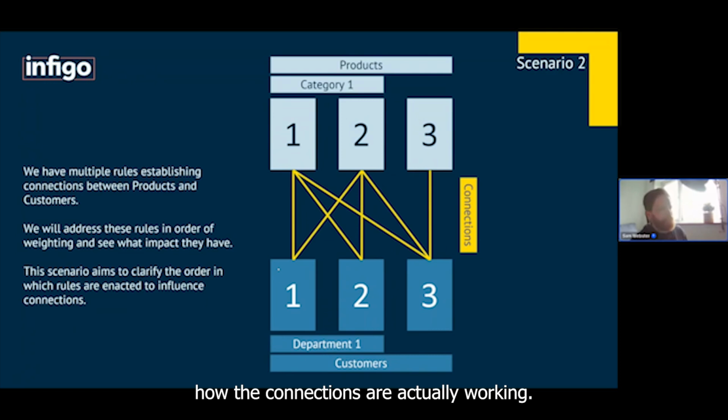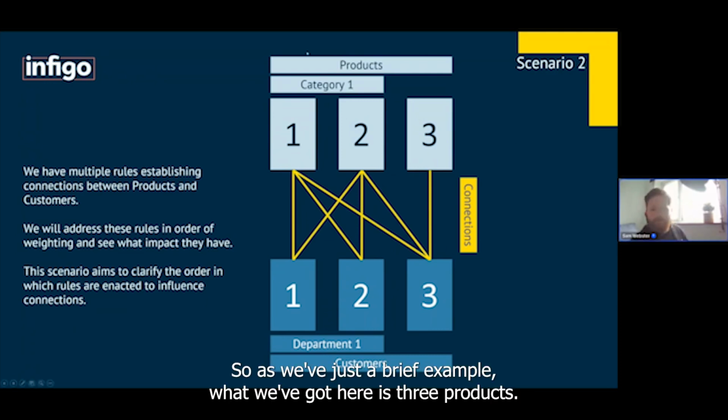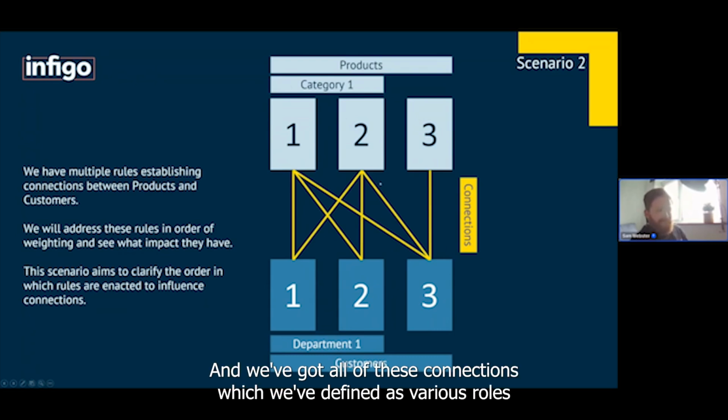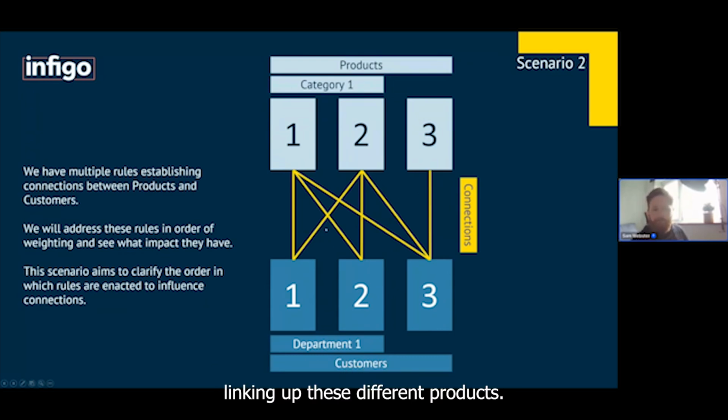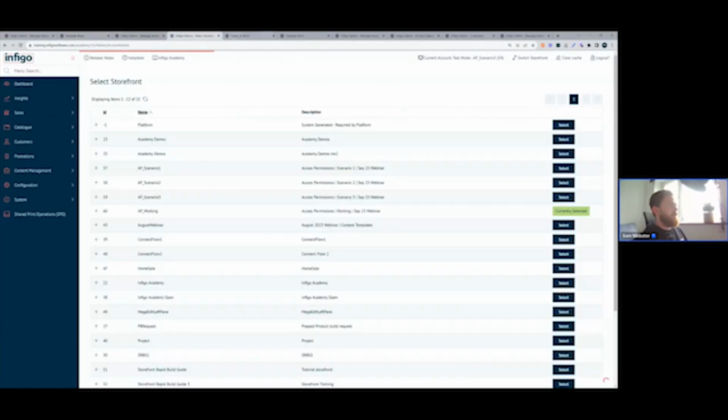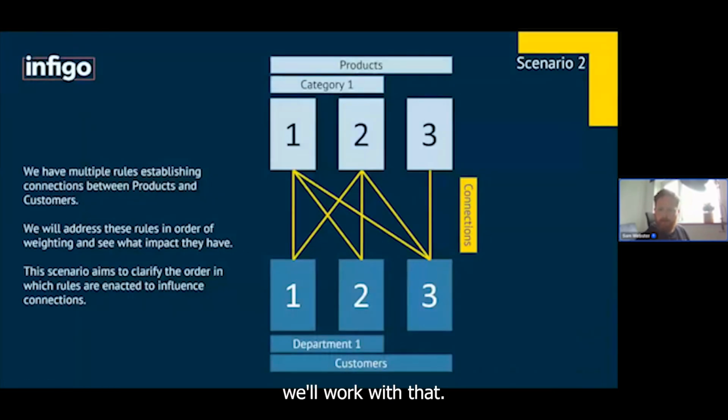connections are actually working. So just a brief example, what we've got here is 3 products. We've got 3 customers. 2 of those products are in a category. 2 of those customers are in a department. And we've got all of these connections, which we've defined as various rules linking up these different products. Now, as I mentioned, we do have this in another page as well, which I've lost the link to at the moment, but we'll work with that.